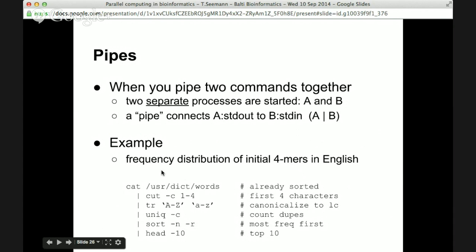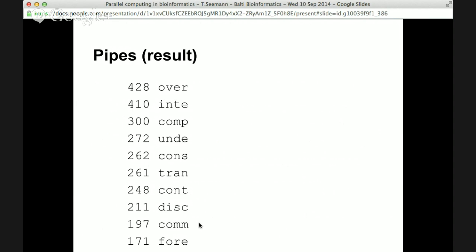Here's a simple example where we take the standard Unix dictionary, chop out the first 4 characters, lowercase it all, remove duplicates and count them, and then sort it and find the top 10. So this is going to find the frequency distribution of word formers in English. The result is that, which was a little bit surprising to me. There you go.